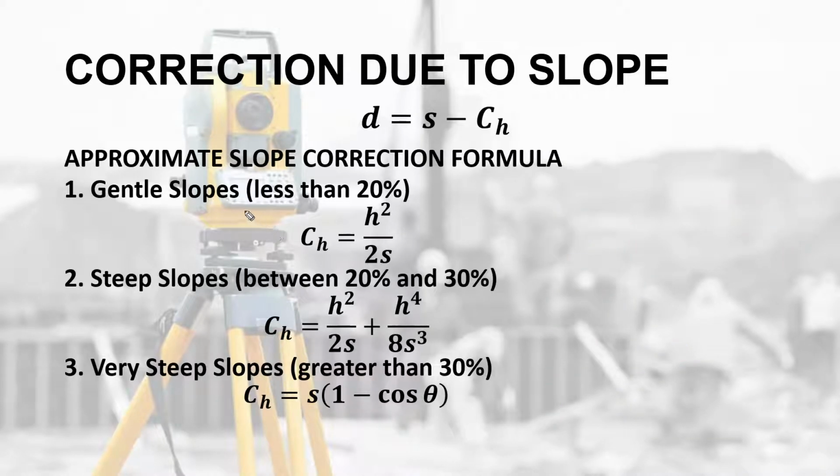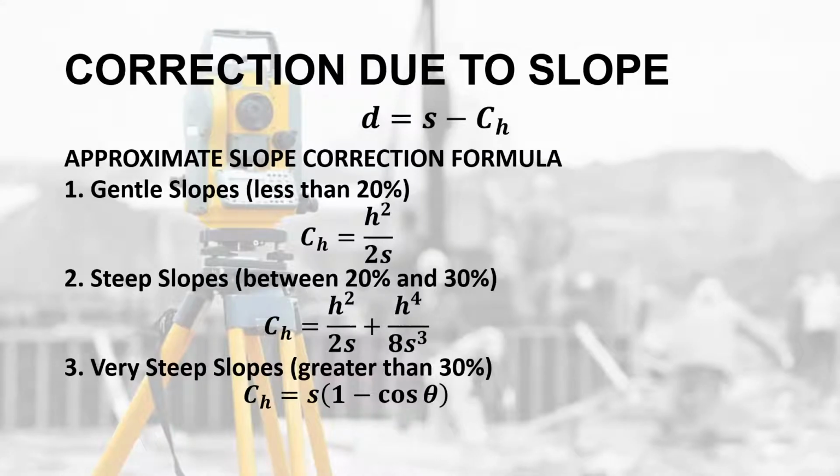For slopes less than 20%, we have h squared over 2s, where h is the height. For between 20% and 30%, h squared over 2s plus h to the fourth over 8s cubed. And for very steep slopes, greater than 30%, we have CH equals s times (1 minus cosine theta).